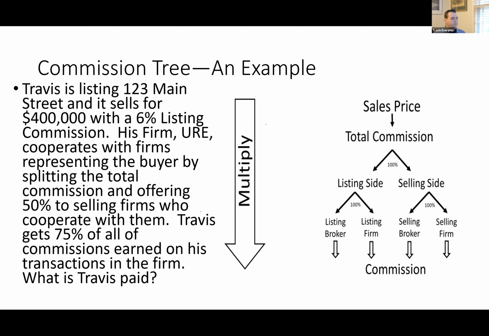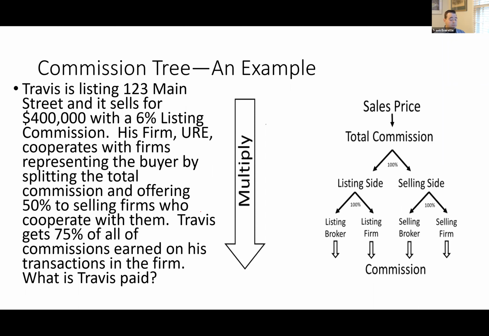Look at this question. And we're going to read it just like we have every one. We're going to read through, we're going to scan through, and we're going to look for the question first. It says Travis is listing 123 Main Street and it sells for $400,000. That's information. With a 6% commission, that's also information. His firm, URE, cooperates with firms representing the buyer by splitting the total commission and offering 50% to selling firms who cooperate with them. Again, information. You're telling me, you're telling me. I'm going to wait until you ask me.